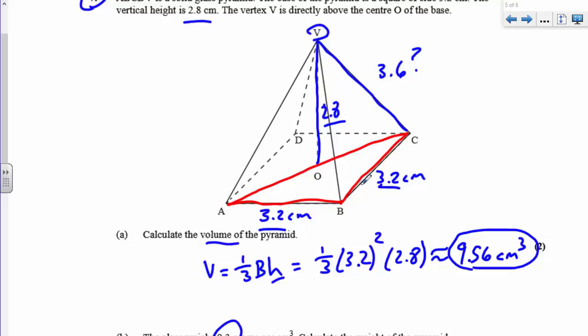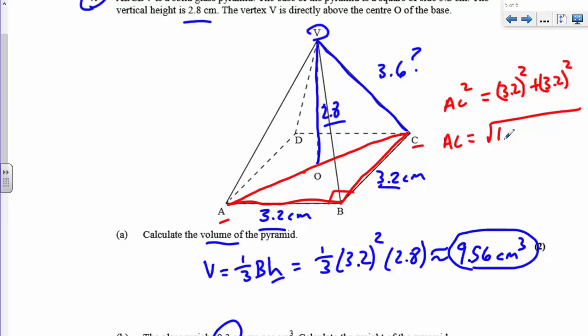Since I know this is 3.2 and this is 3.2, and I can also say this is a right triangle because it's a square, I can use the Pythagorean Theorem to figure out this unknown distance from A to C. AC squared, that distance, is given by 3.2 squared plus 3.2 squared, using the old Pythagorean Theorem. That means AC is equal to the square root of all this, which is actually the same thing as a distance formula.